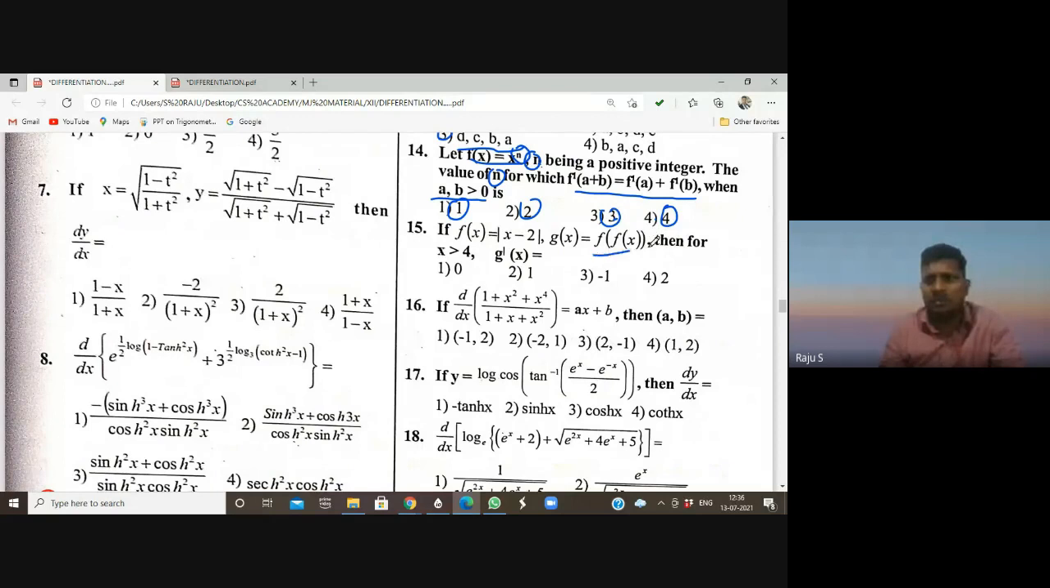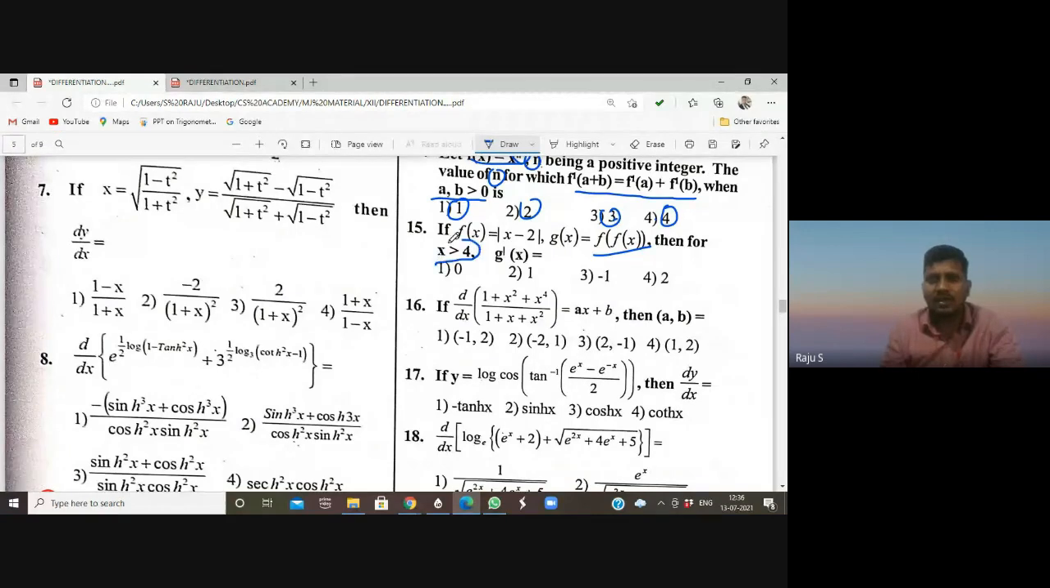So this is simple. f of x is given as modulus of x minus 2. Then for x greater than 4, we need to find g dash of x. This we can say is a composite function f of f of x, that is nothing but modulus of (modulus of x minus 2) minus 2, like that. Two different cases you will get. First, this is an important question, and I can explain this first.